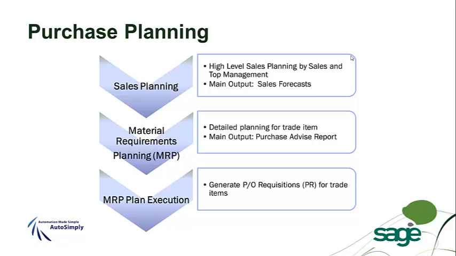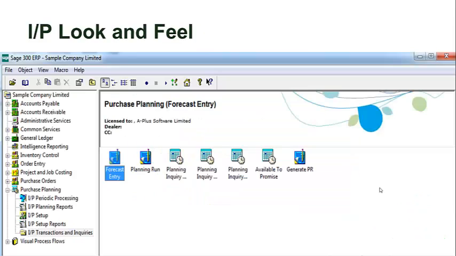In sales planning, top management basically decides how much we want to sell. This comes out in the form of sales forecasts. In the MRP step, the demand and supply situation is analyzed by the system, which then determines how much needs to be purchased or manufactured. The main output is then a purchase advice report. In the MRP plan execution stage, purchase advices are then converted into actual PO requisitions for processing.